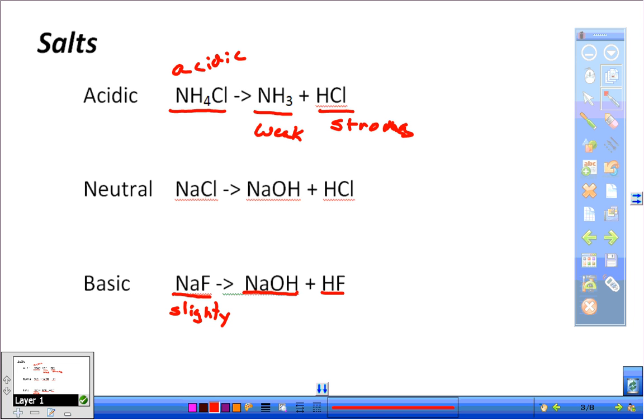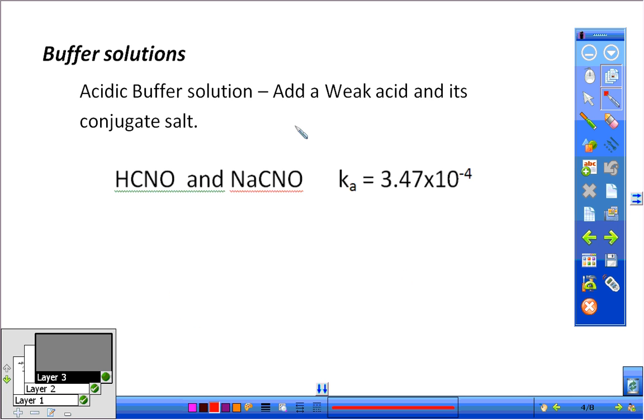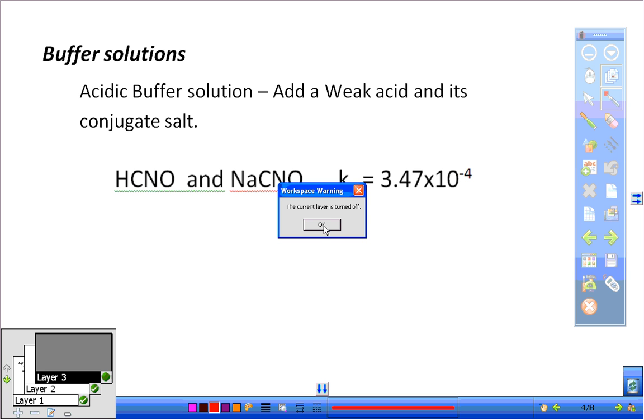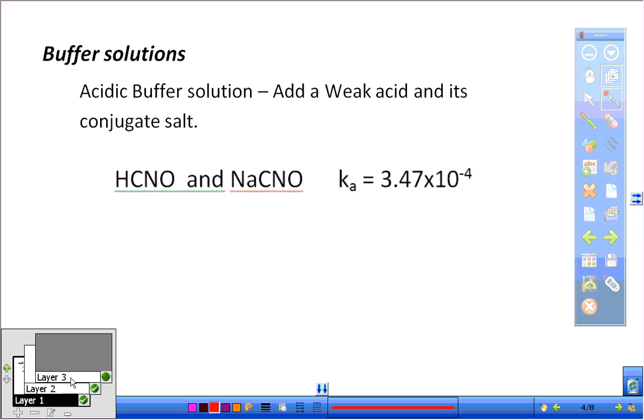equilibrium system. We're going to add a salt or a conjugate of an acid or a base to create this buffered solution. The definition of an acid buffered solution is that we add a weak acid and its conjugate salt. In this particular case, we have this compound HCNO, and we have the conjugate salt, sodium and then the CNO.